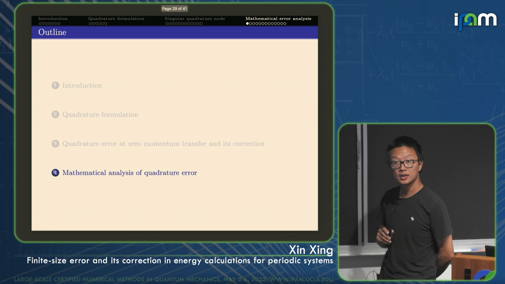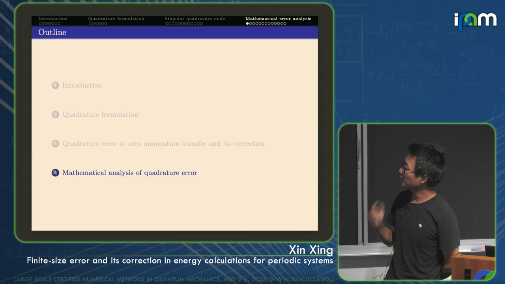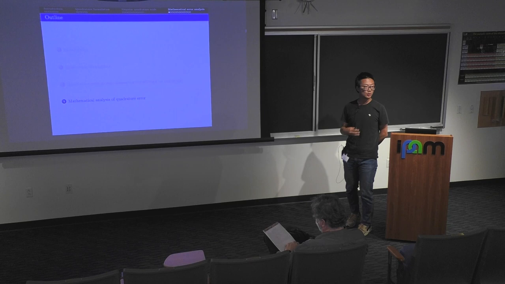Okay. So lastly, I will talk about a mathematical estimate of the quadrature errors in both exchange and MP2 energy calculations.